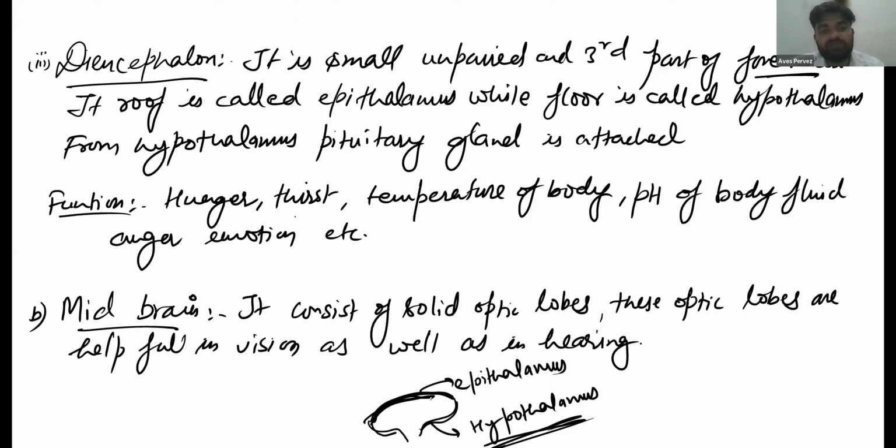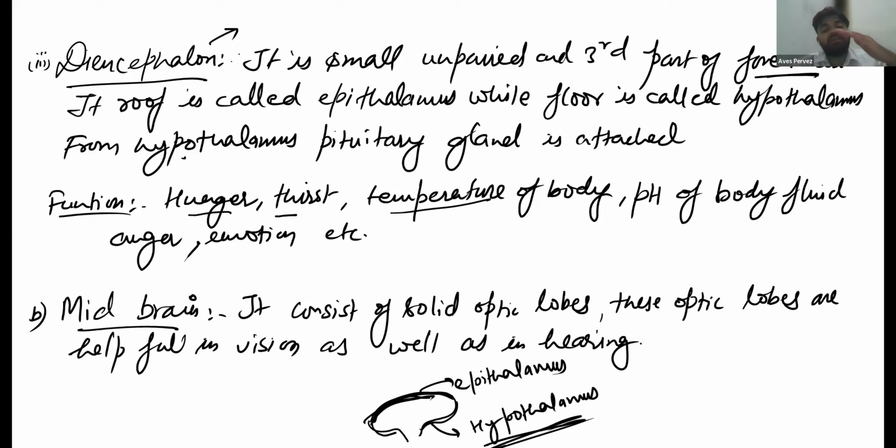So the main function of this hypothalamus, or this diencephalon, is that it controls hunger, thirst, temperature of the body, pH of body fluid, anger and emotion. Sometimes it is asked which part of the brain controls hunger, thirst, temperature and pH of the body. So their functions should be memorized properly. Diencephalon or hypothalamus, sometimes the function of hypothalamus may be asked. Whatever the function of diencephalon, just consider it as the function of hypothalamus.